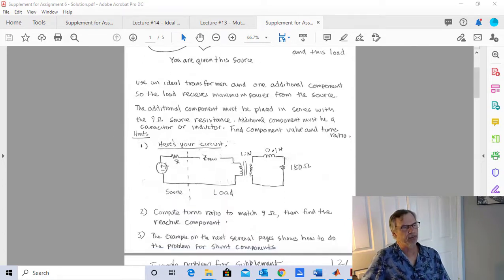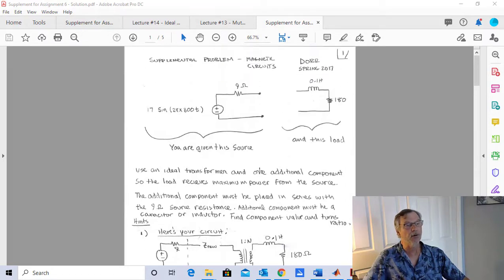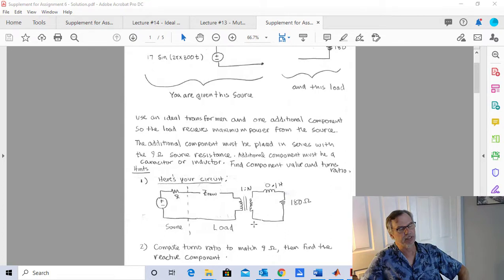So here's the circuit. We've got our Thevenin source with its 9 ohm series resistance, and I'm going to draw my dotted line here because that's where my Thevenin source boundary is. Here's the new component I'm going to add; we already figured out it's going to be a capacitor. Here's my transformer, and here are the two components that we need to match here. So here is the circuit that I'm trying to design, and I need to figure out what the turns ratio is, and I need to find Z new.